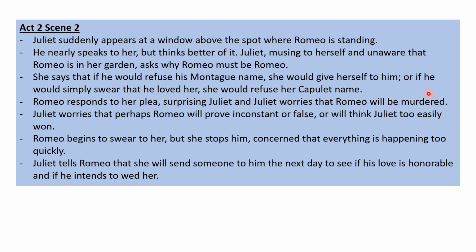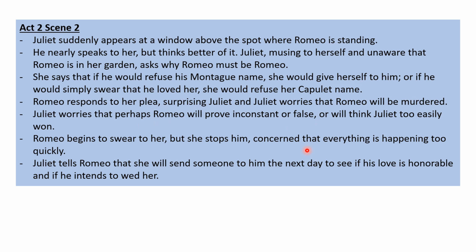Romeo responds, pleading with Juliet, saying that he will do whatever it takes, and Juliet worries that Romeo will be murdered for being on Capulet land. She also worries that perhaps Romeo will prove inconstant or false, or will think Juliet is too easily won. And that's a really interesting point, considering how quickly he forgot Rosaline for Juliet.